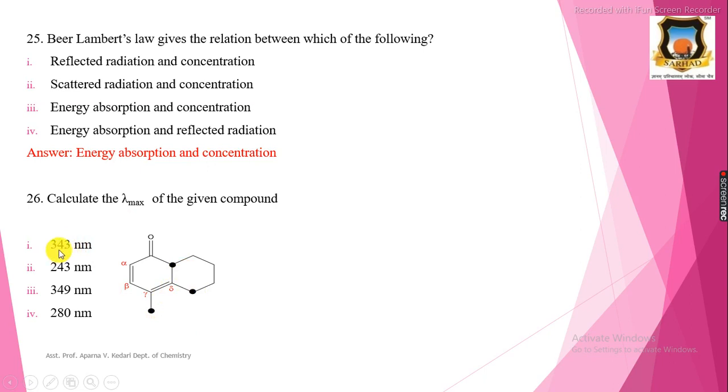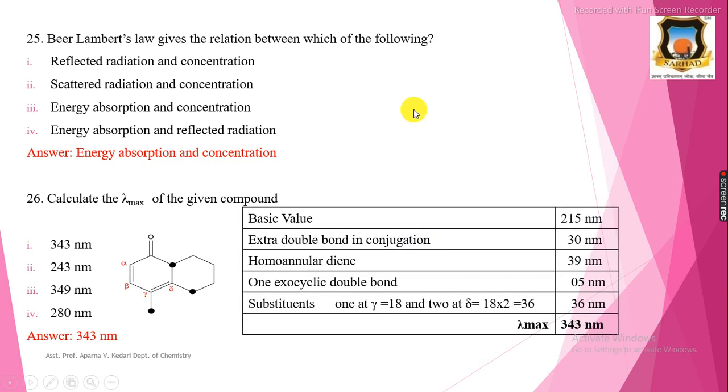First option is 343 nanometer, 243 nanometer, 349 nanometer, 280 nanometer, and the correct answer is 343 nanometer. How is this 343 nanometer? See here, this is an enone system. Therefore, the basic value is 250 nanometer, and there is one extra double bond in conjugation.